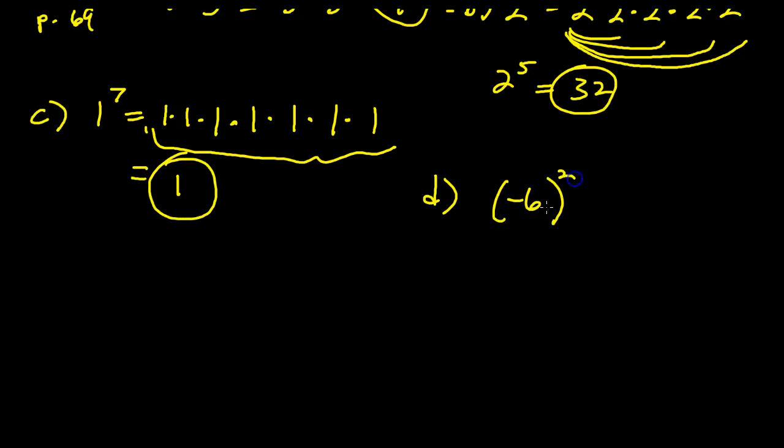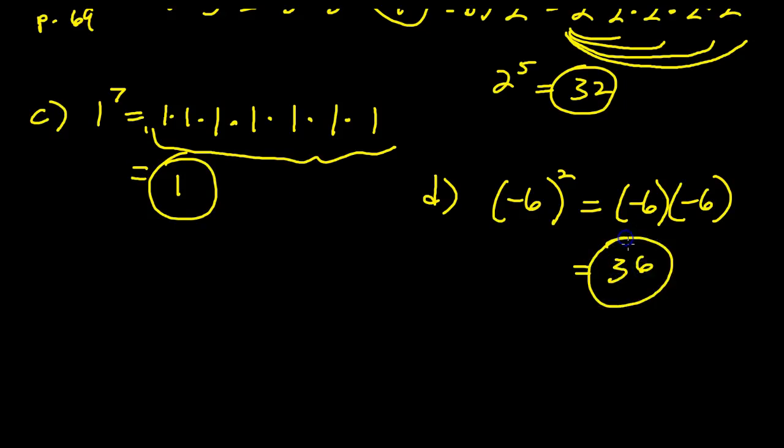Let's look at part D for this example. Minus 6 squared. Well, if I square minus 6 or raise minus 6 to the 2 power, that means I multiply 2 factors of negative 6. And of course, from our section on multiplication of real numbers, we know that negative 6 times negative 6 is positive 36.